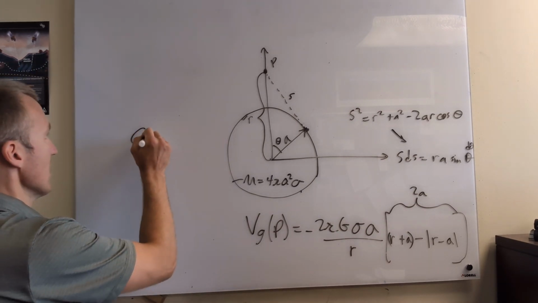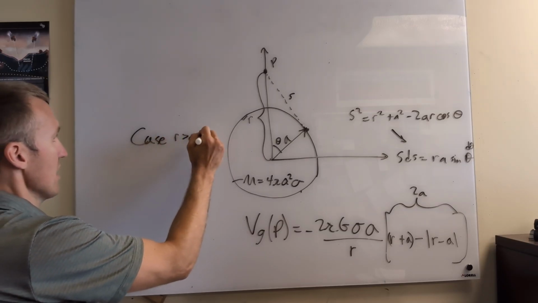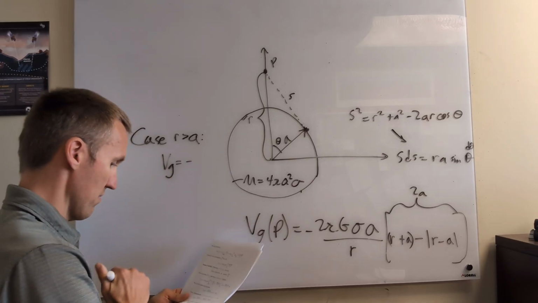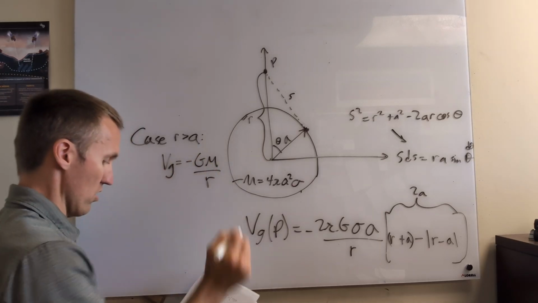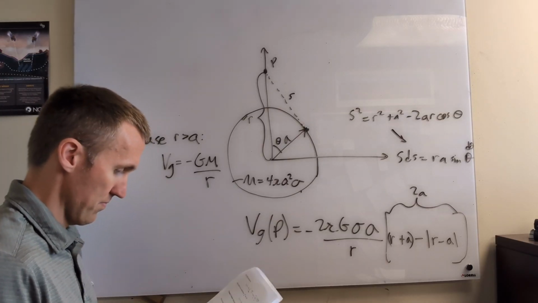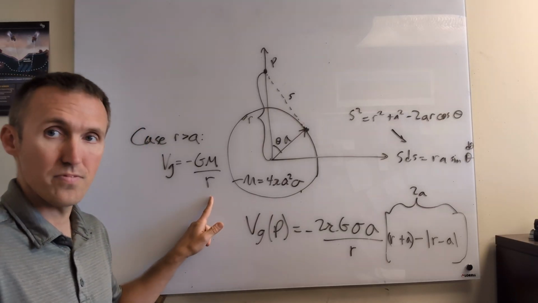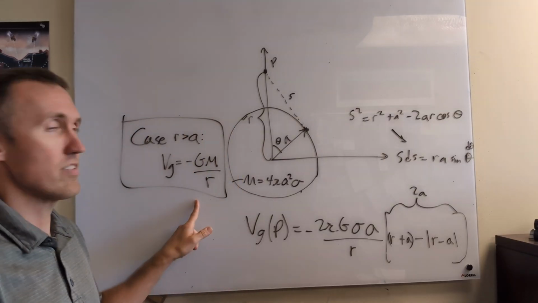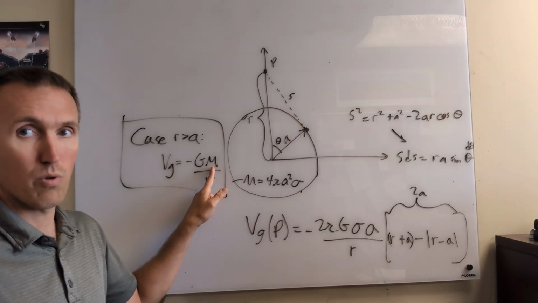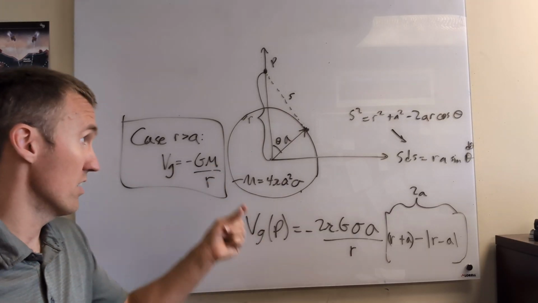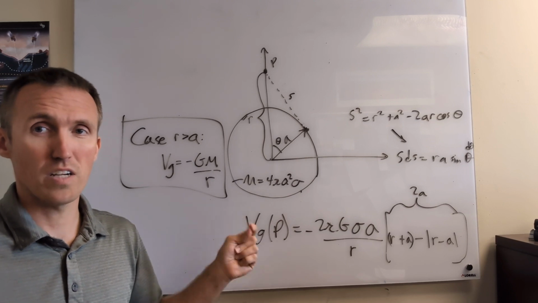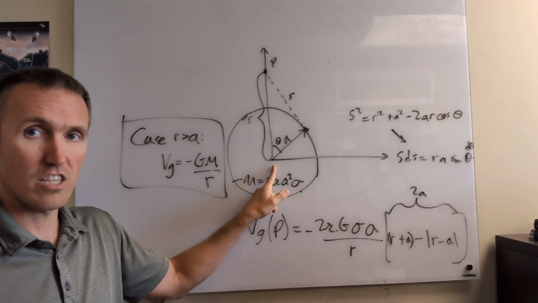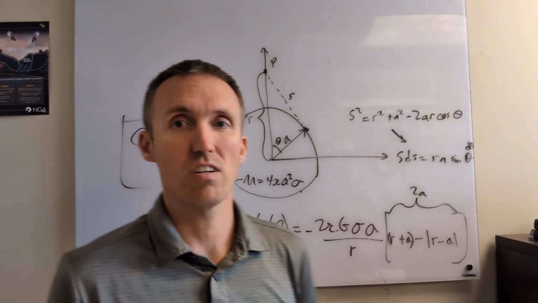If we are in the case r greater than a, we get Vg is equal to negative G times M over r. This should look familiar. This is our normal gravitational potential for a point mass with mass M. Pretty interesting. So if we're outside the shell, all of the material in the shell behaves as if it's a point mass located at the origin. That's a really important point here for gravity.